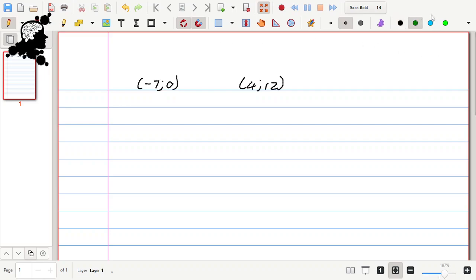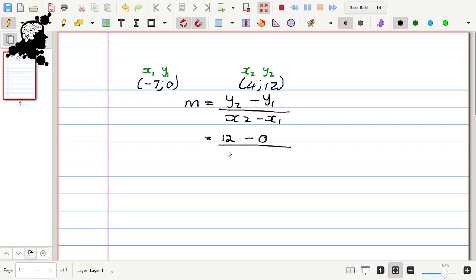As I did in the first few videos, I need to identify what x1 is first and y1. Then I need to label x2 and y2. This is important. So your gradient is going to be y2 minus y1 divided by x2 minus x1. And this is going to give you, for y2, that's 12, minus y1, which is 0, divided by x2, that's 4, minus x1, which is -7. Please be careful of the negative sign, rather use brackets for safety.